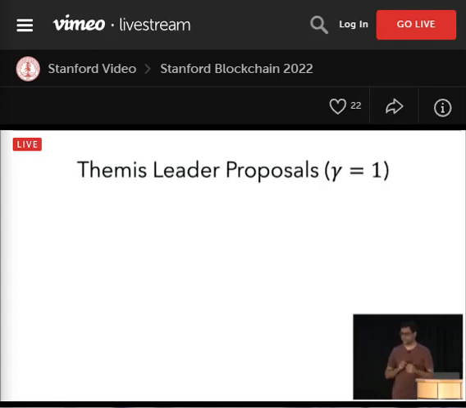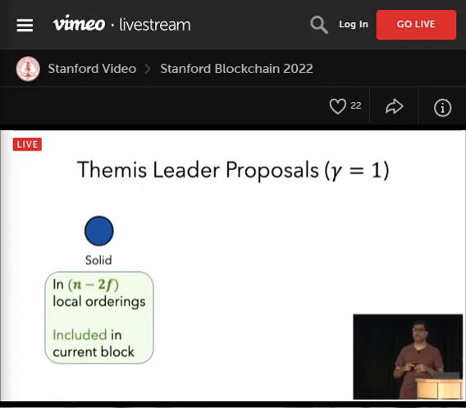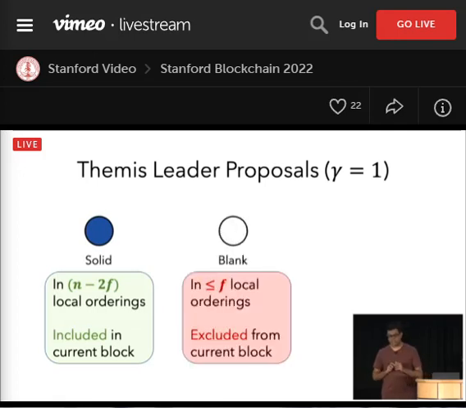So let me go a little bit into depth about how we construct these orderings in Themis and how a leader can continue the ordering of a previous leader. So in Themis, the leader classifies transactions into three types. The first are solid transactions, and these are the ones that are received in n-2f of local orderings. So solid transactions can be completely ordered in the current proposal. The second category of transactions is blank transactions. And these are received in at most f local orderings. So we don't know if an honest node has received such a transaction yet. And you can exclude these transactions from the current block.